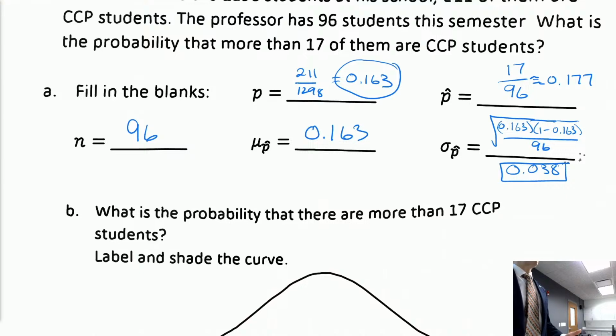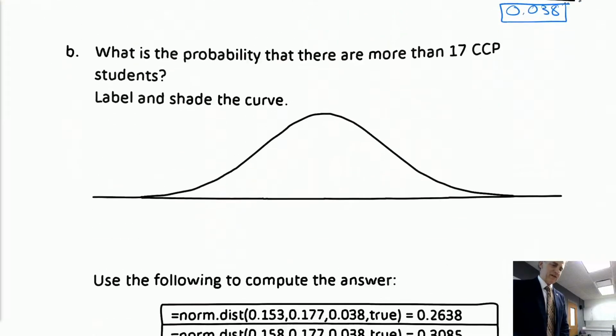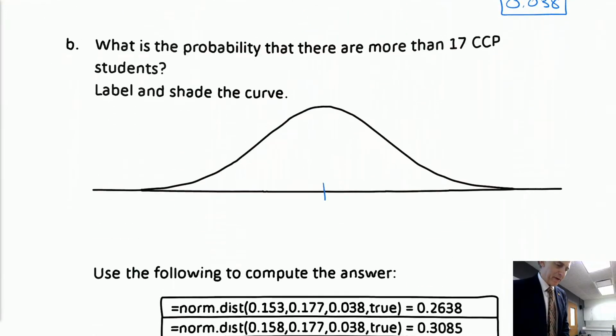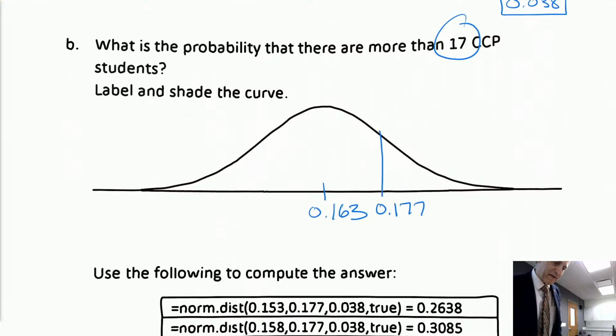Anyway, getting back to this. All right, so we're good so far. Questions? Do you have any concerns? Hopefully you've all got 100% so far. Now for the tricky part, we want to actually answer a question. The question we're trying to answer is, what is the probability that more than 17 CCP students are in this particular professor's class? Bear in mind that the middle, the sampling distribution mean, is the proportion for the population, which is going to be that. And so more than 17 means more than a proportion of 0.177, which would be this. So make sure you actually do this.